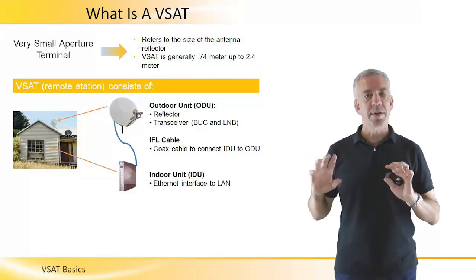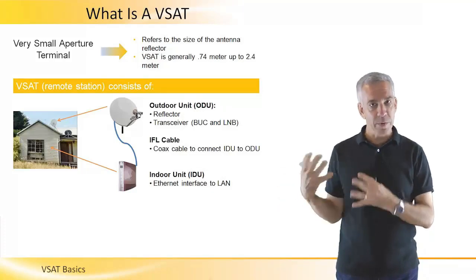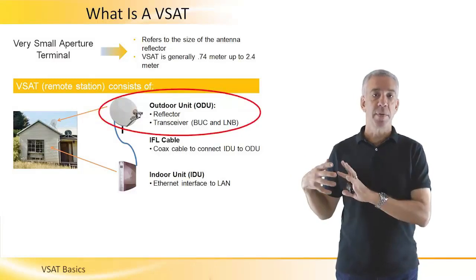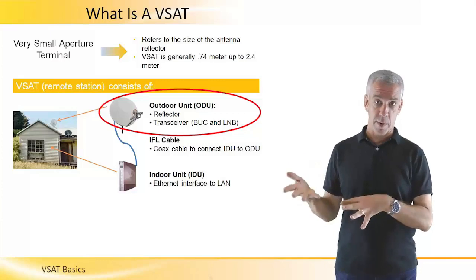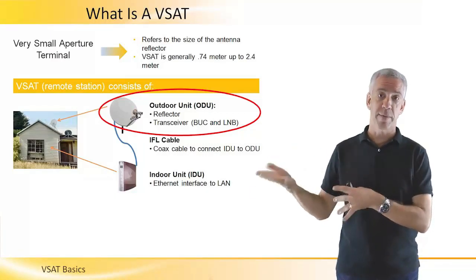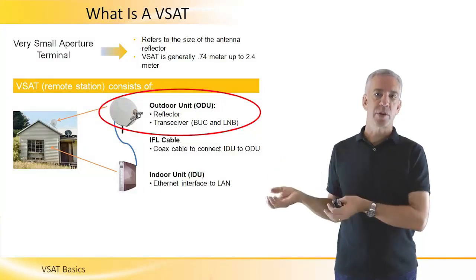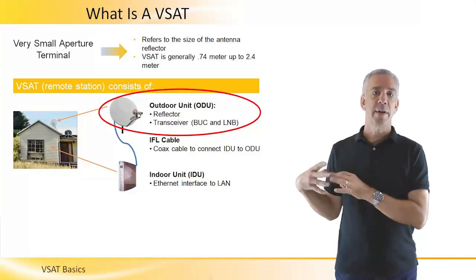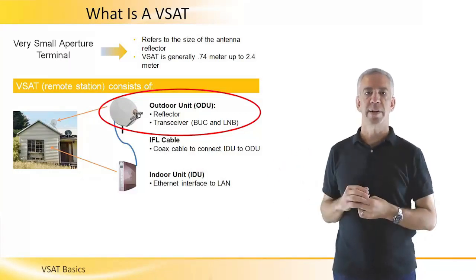A VSAT terminal is a very simple device. It really only consists of two components: an outdoor unit and an indoor unit. The outdoor unit consists of the reflector, which as I mentioned is anywhere from 0.6 meters, 0.74 meters, up to 2.4 meters, plus the outdoor electronics, which consist of the power amplifier and the low noise block converter. These are the elements which go into the transceiver.